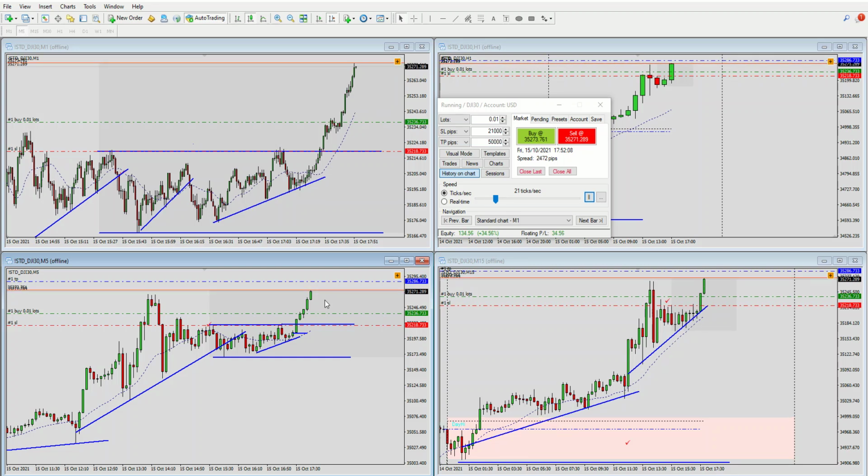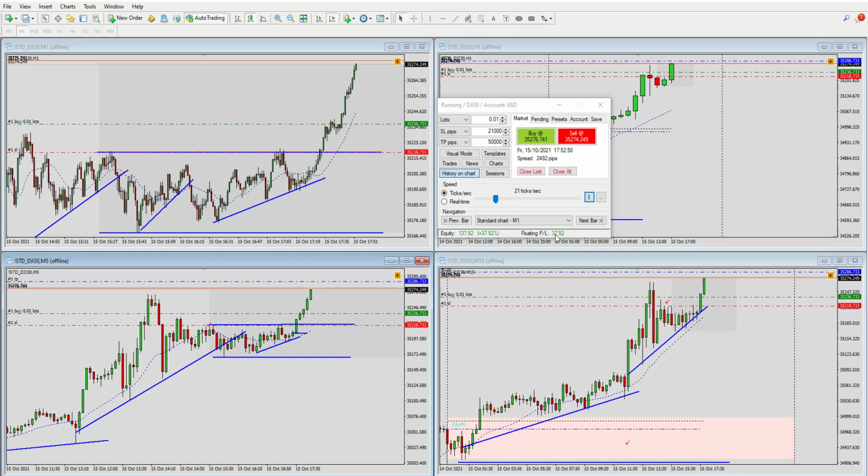Okay, let's see. Thus far there's $35, and $35 is a lot on a $100 account. It's a lot, and you want to manage your risk very well. And one thing I hate is trailing stops, guys.